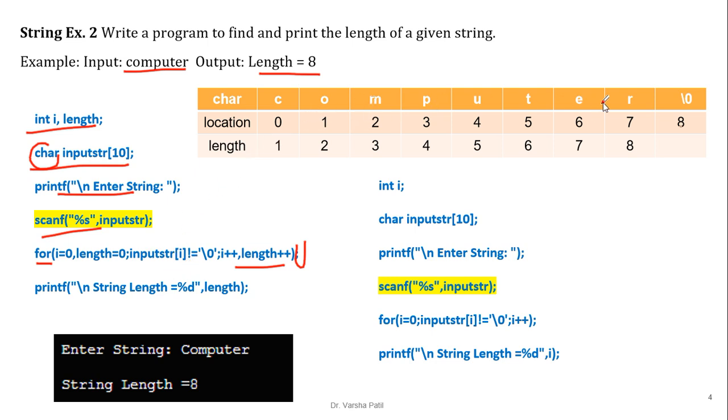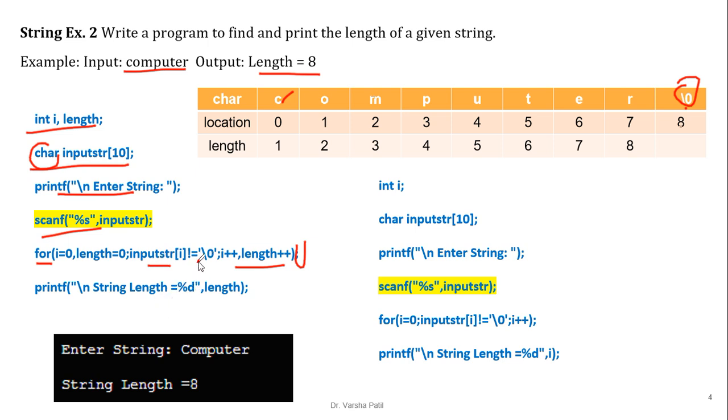For example, this string is computer, so the condition is true when the characters are other than null. For example, when the character is c, the condition is true and it will go into the loop. But when the character comes that is \0, the null character, the condition fails and we come out of the loop. This is a very important concept to understand strings. That is, unless and until the null character comes, our condition is true and we keep going into the loop.